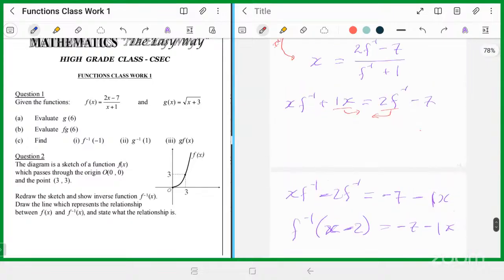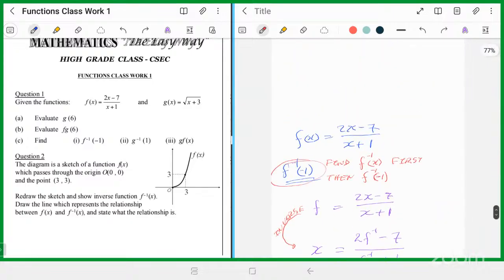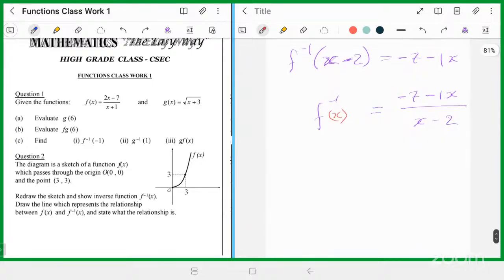And so remember, what we really wanted was f to the minus 1 of negative 1. And so to finish this job now, we just need to put in the negative 1 in this. So we can say, therefore, f to the minus 1 of negative 1 means I'll put the negative 1 there, I have to put it here and there as well. And because it's negative, you have to be careful. Always be careful with the negatives. So this becomes negative 7 minus 1, and this x is negative 1, divided by this x, negative 1, minus 2.